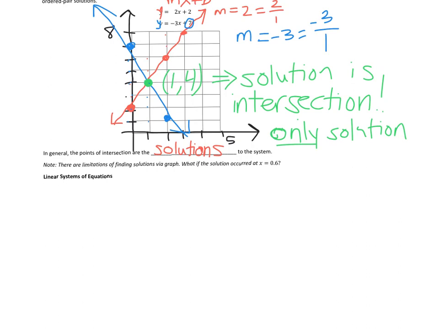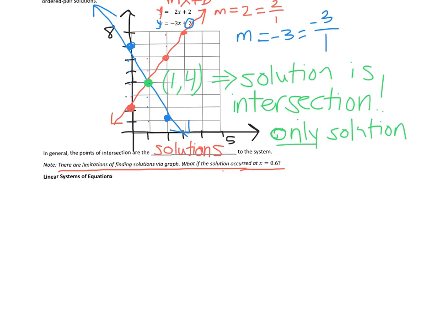And again, this is limited, because what if our solution didn't happen at x equals 1? What if the solution happened at x equals 0.6? And so now we're relying on an estimation rather than the exact answer. So the table method of finding solutions has limitations, and graphing solutions of systems also has limitations.